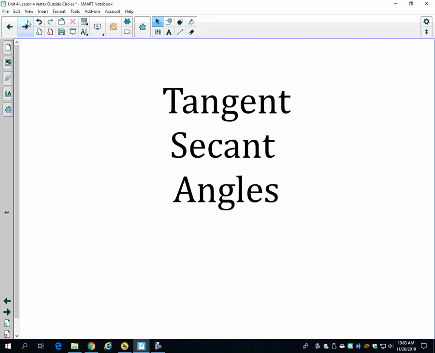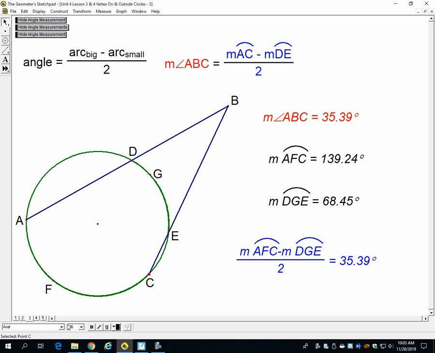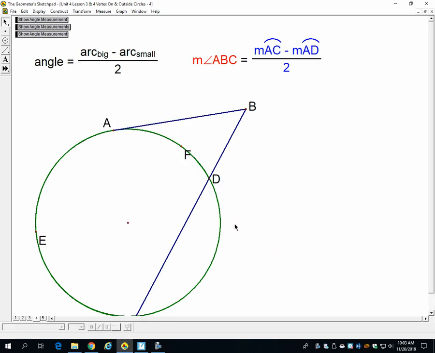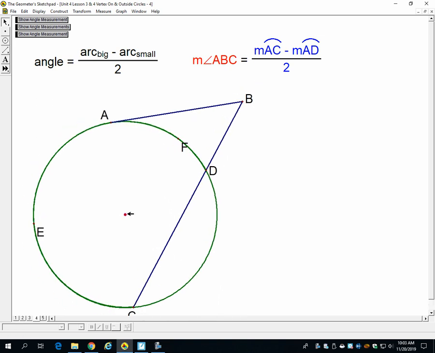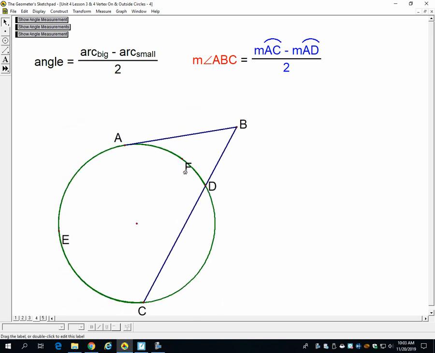So another way that we can have angles with a vertex outside is if we have one secant and one tangent. Remember a tangent line, let me make this a little smaller so you can see the whole thing. A tangent line touches the circle in one place, so if this segment continued on, it would never touch the circle again. And then we have a secant here. Again, this is the angle we're referring to, and we still have a big arc and a small arc. So my smaller arc is AD. My bigger arc is AC.